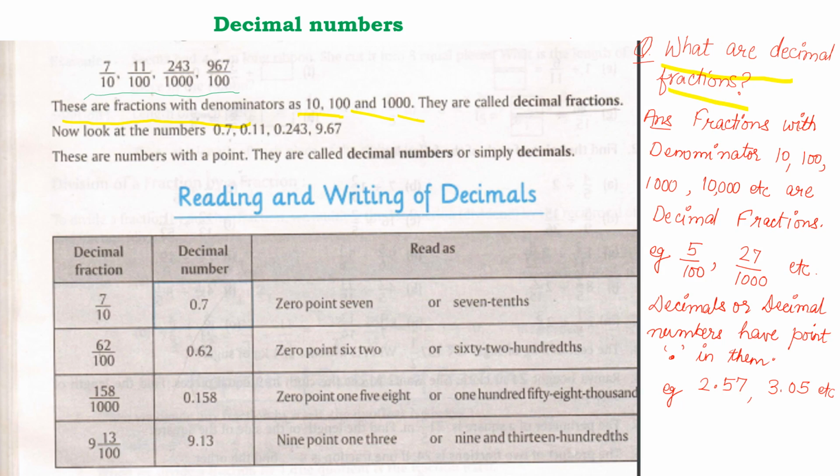You must have seen many numbers where you see points. Now, decimal fractions are the fractions whose denominators are 10, 100, 1000, and decimals are the numbers which have a point in them. For example, 0.7, 0.11, 0.243, etc. Clear?